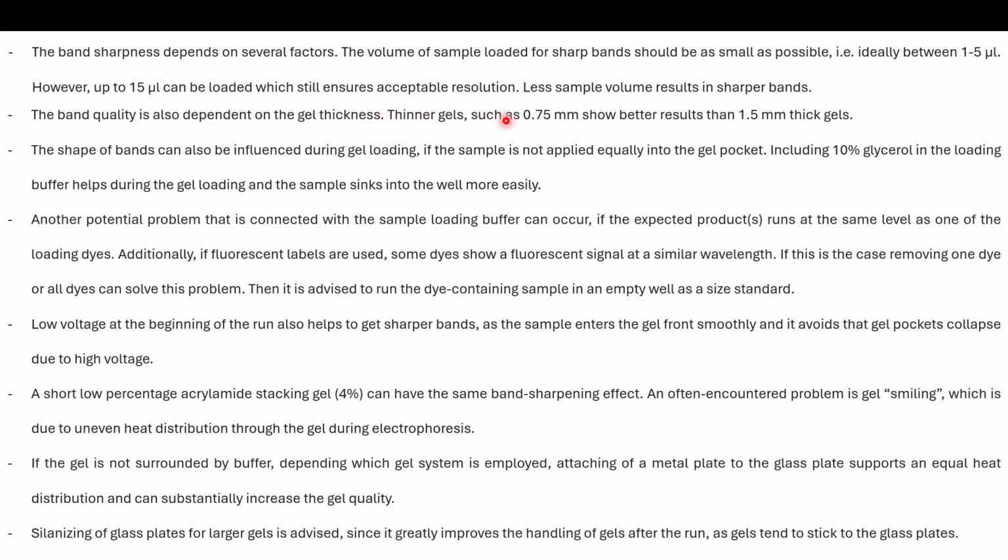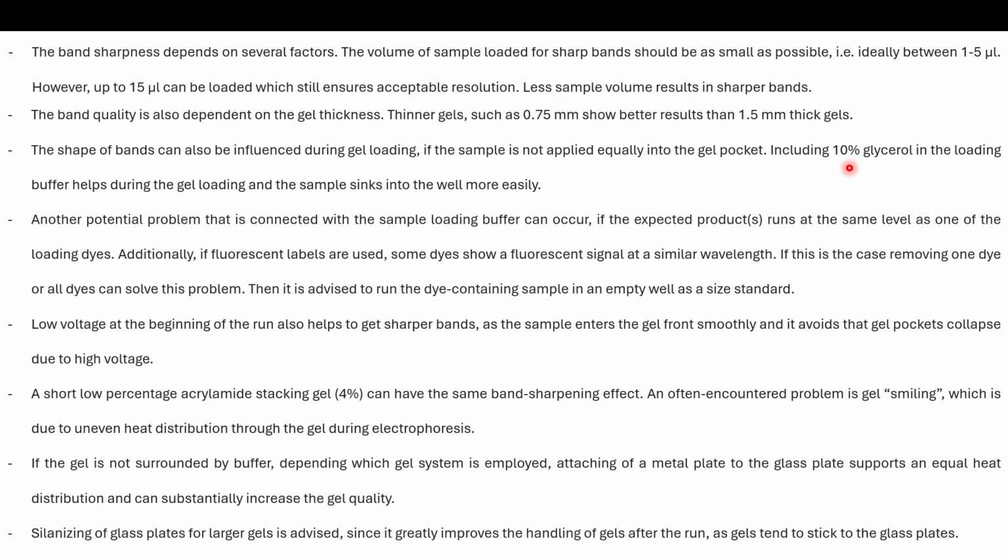For thinner gels, definitely, the thinner the gel is, the better the resolution will be, such as 0.75 millimeter showing better results than 1.5 millimeter thick gels. The shape of bands can also be influenced during gel loading if the sample is not applied equally into the gel pocket. So if the density is not good enough, that's why we add glycerol, as we saw in the previous cases. Adding glycerol will increase the density of the sample, and it will help the sample to go to the bottom of the well.